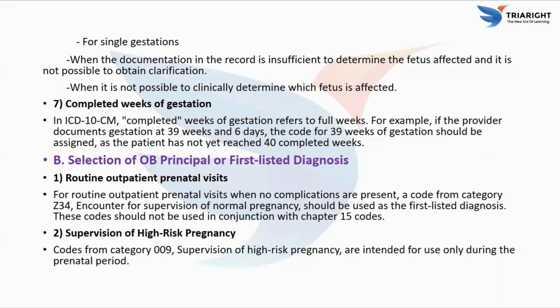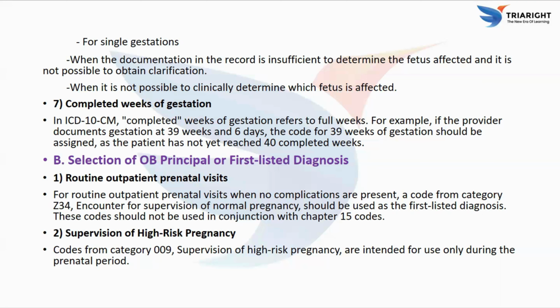Codes from Z34 should not be used together with chapter 15 codes. Why? Because Z34 means a normal pregnancy and chapter 15 codes refer to the complicated pregnancy. You are getting my point. So what will be the example? Like if a woman has a 20 weeks pregnancy, she comes for a normal checkup with no problems. Then which code will you assign, either from chapter 15 or Z category? You have to assign Z category codes. That is Z34.02, which indicates the normal pregnancy, second trimester, listed as the first listed diagnosis. Okay.